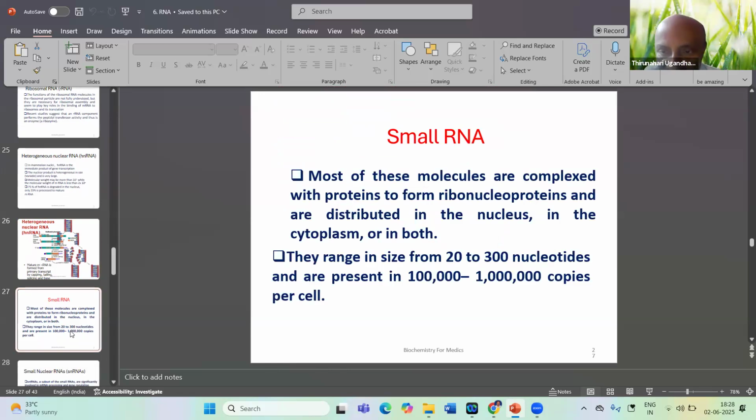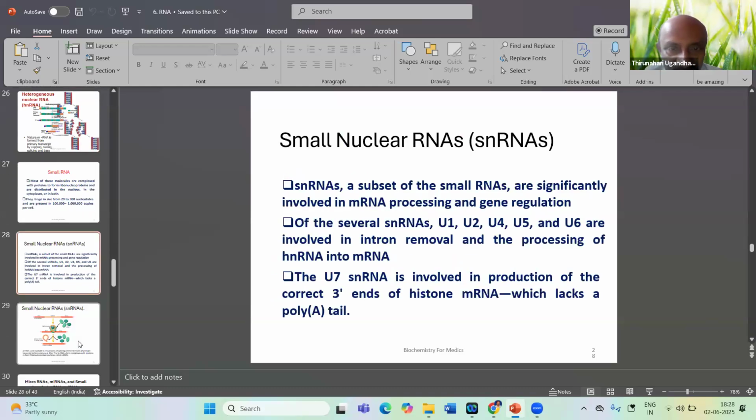Most of these molecules are complexed with protein and form ribonucleoproteins and are distributed in the nucleus, in the cytoplasm, or both. They range in size from 20 to 300 nucleotides and are present in 100,000 to 10,000 copies per cell. This is also a small type of nuclear RNA. First one hnRNA, small RNA, then small nuclear RNAs, snRNAs.